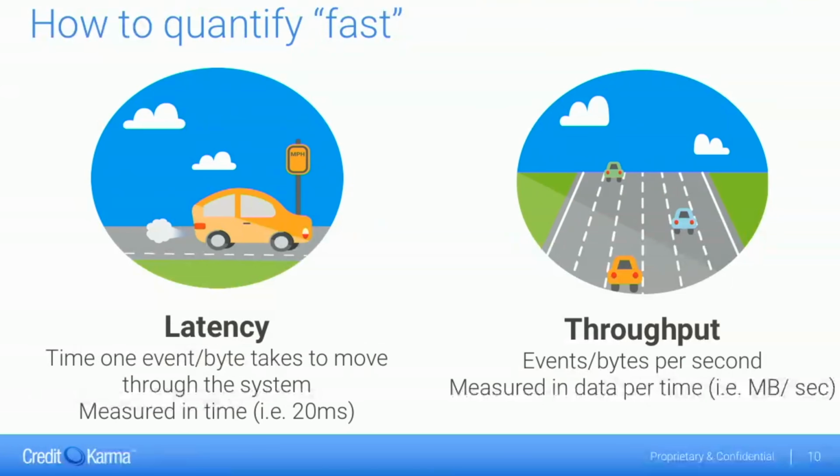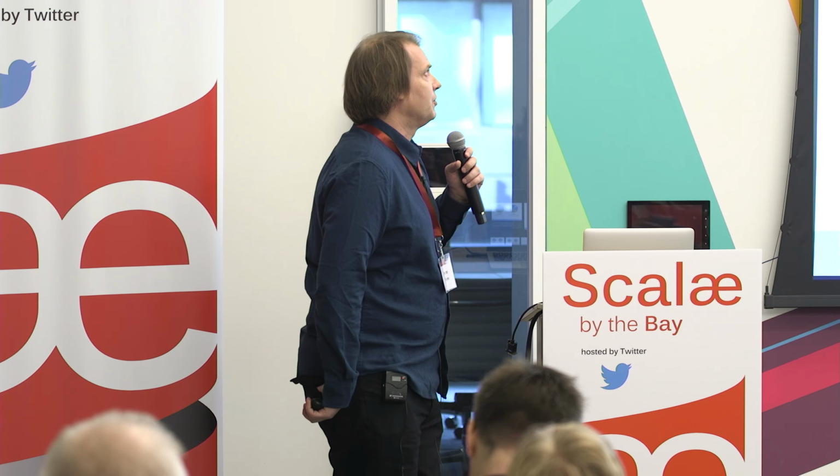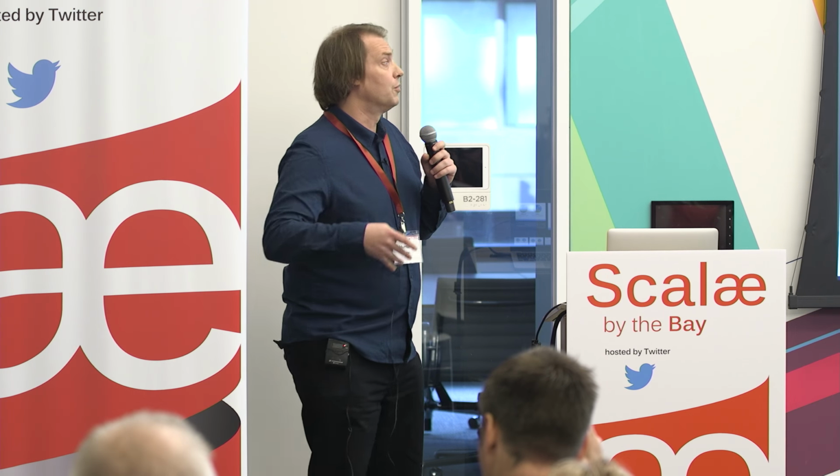There's two basic ways that you look at fast. There's latency and there's throughput. Latency is basically how fast your car is going on a highway. Throughput is how wide that highway is. And often when you're designing a particular piece of software inside your infrastructure, you really need to know, are you going for latency or are you going for throughput?